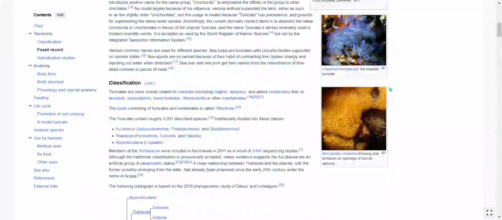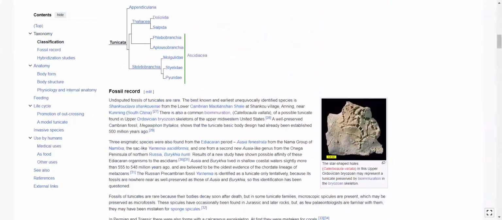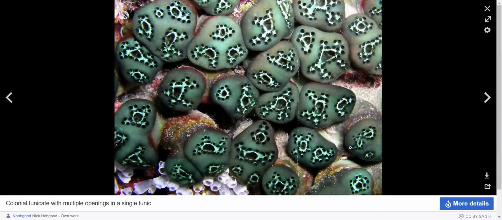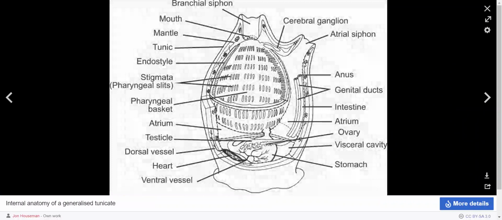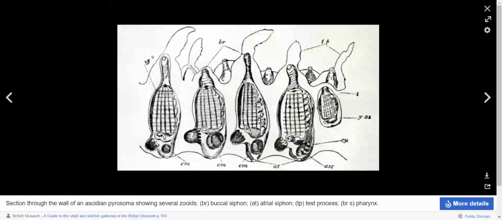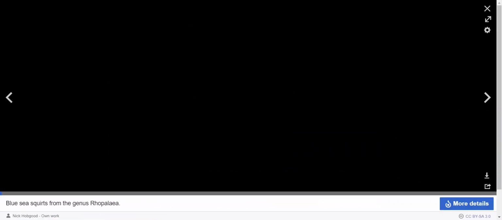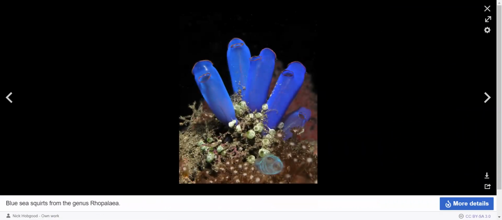Let's look at some pictures real quick just to make this a fine enough wrap up. Colonial tunicate with multiple openings in a single tunic. This is such wild stuff. And it's way too complicated. At least way too complicated for just casually reading through a Wikipedia article. But they're pretty.